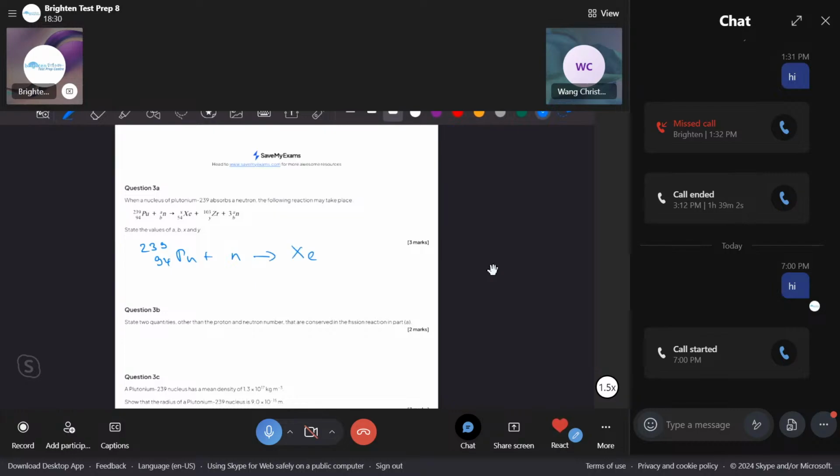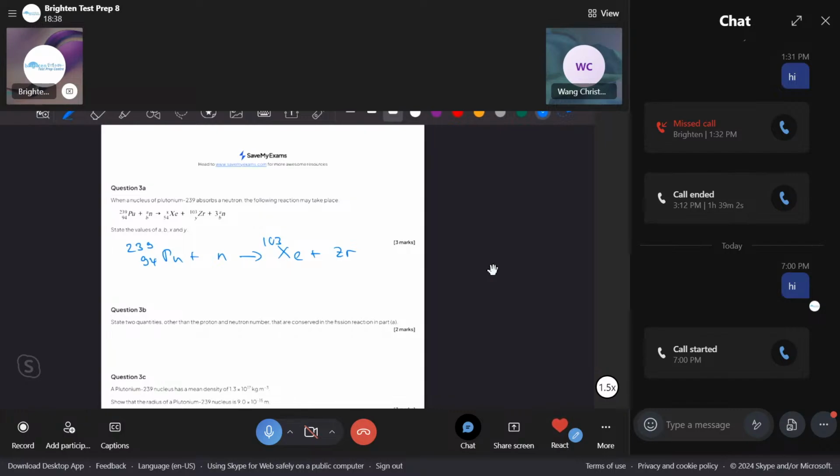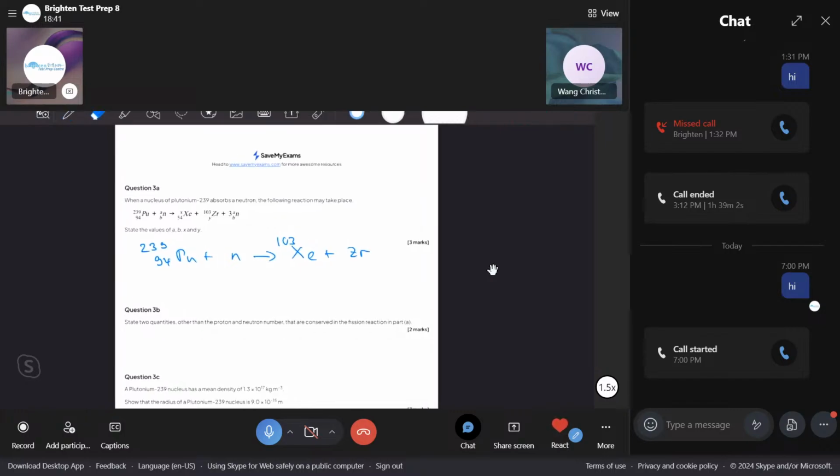What elements are forming, Chris? The xenon, and I don't know what that is. The Zr. Zirconium, yeah. Sounds like from a science fiction movie. And we have 3 neutrons, and we need to know this and this.